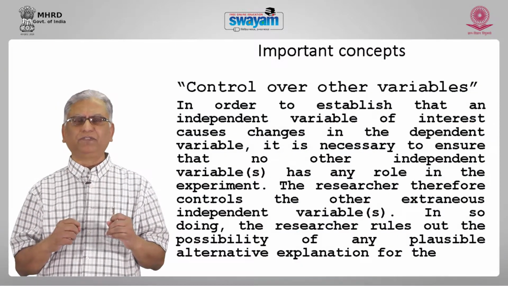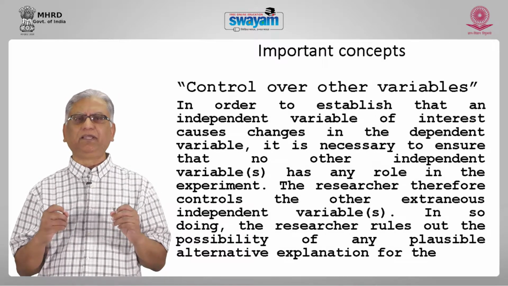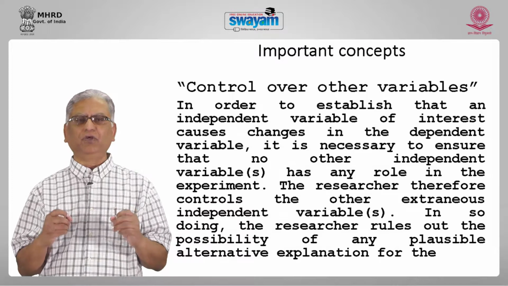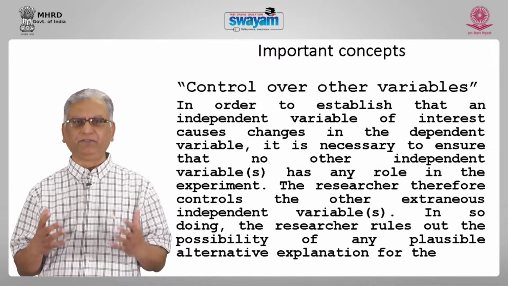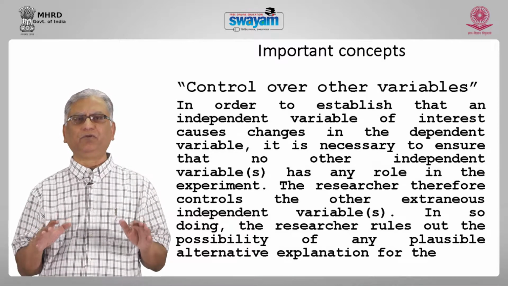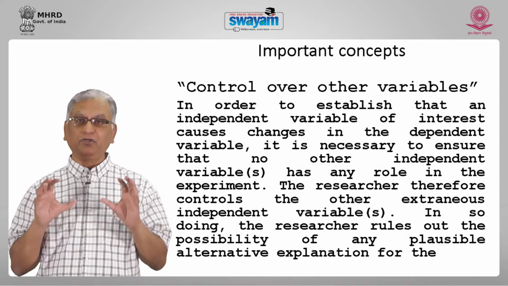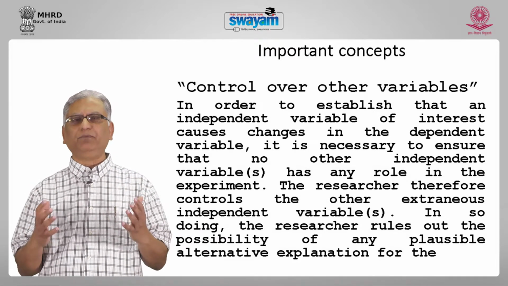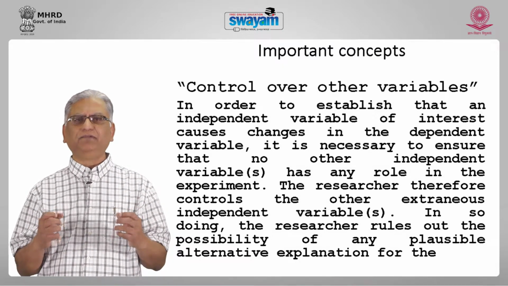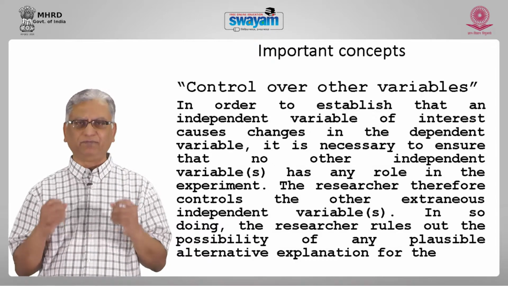One of the important concepts is control over other variables. In order to establish that an independent variable of interest causes changes in the dependent variable, it is necessary to ensure that no other independent variable or variables has any role in the experiment. The researcher therefore controls the other extraneous independent variables. In so doing, the researcher rules out the possibility of any plausible alternative explanation for the effect on the dependent variable.